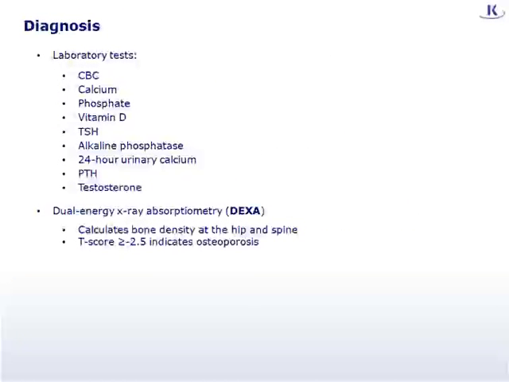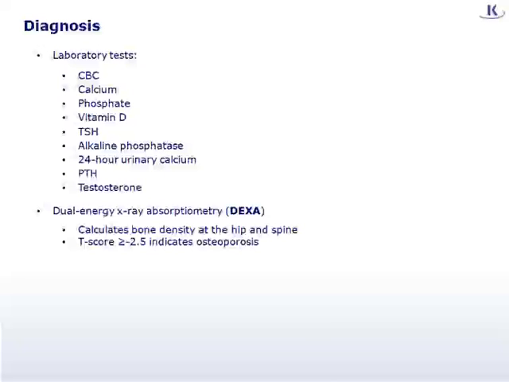The workup of osteoporosis includes a complete blood count, measurement of serum calcium, phosphate, and vitamin D, and thyroid-stimulating hormone levels. Alkaline phosphatase should be measured in order to exclude conditions of bone breakdown, such as multiple myeloma. A 24-hour urinary calcium level is useful to determine the presence of hypercalciuria. Levels of PTH indicate if there is hyperfunction of the parathyroid glands. If androgen deficiency is suspected, levels of testosterone should be measured.